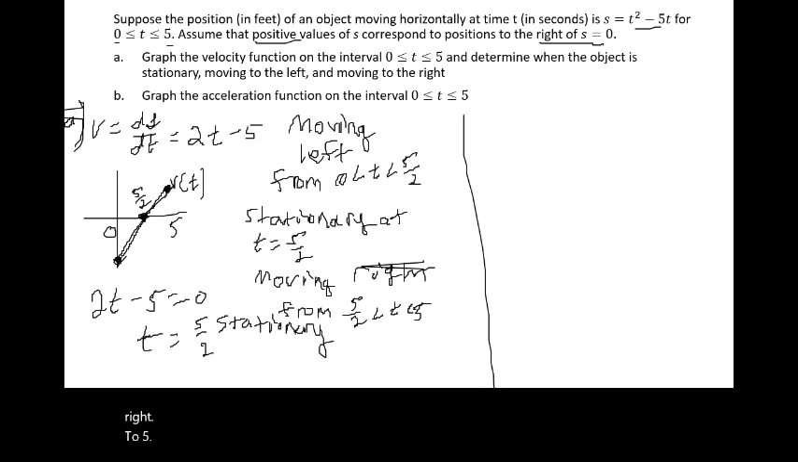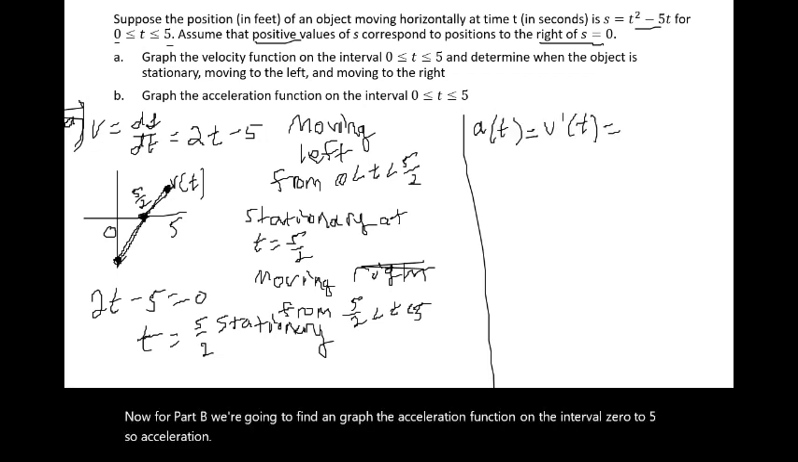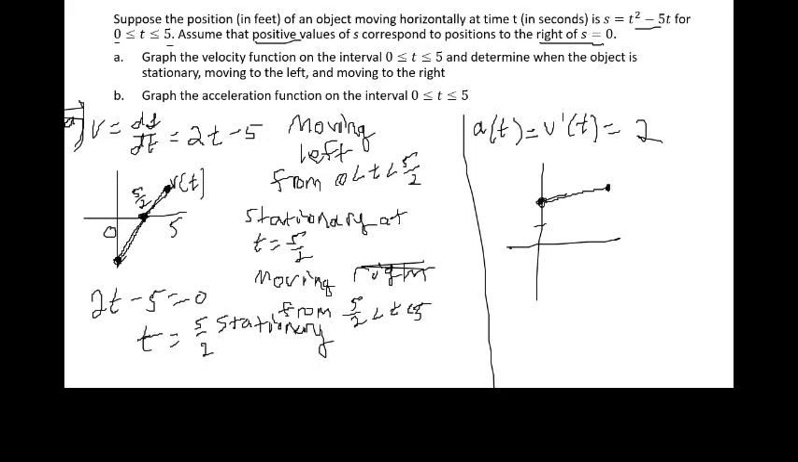Now for part B, we're going to find and graph the acceleration function on the interval 0 to 5. So acceleration is going to be the derivative of velocity, also known as the second derivative of position. So the derivative of the velocity function is 2. That means that the acceleration function is actually a constant. The acceleration is constant from 0 to 5, and its graph looks something like this.